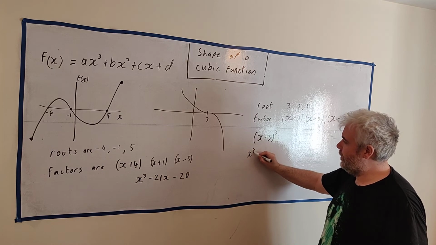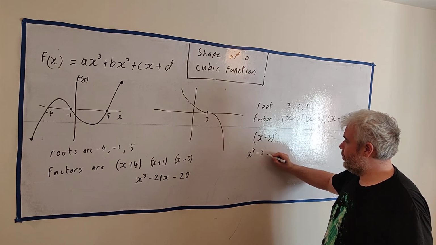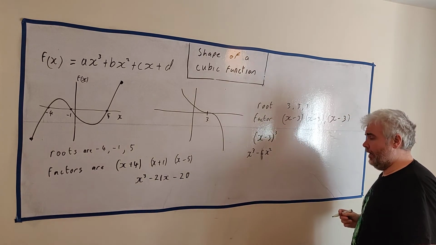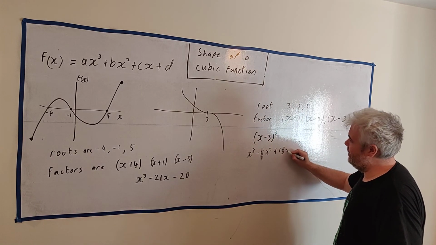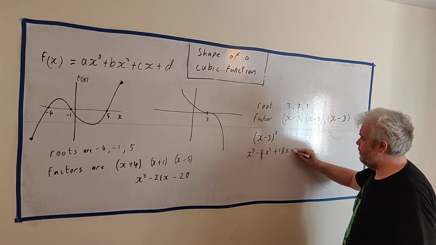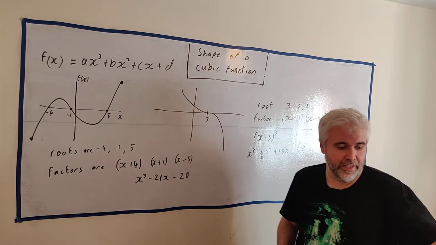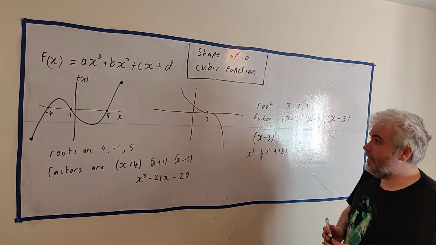It's x cubed minus 9x squared plus 27x minus 27. I've had lots of practice doing things like that, so don't worry, you didn't have to be able to do that in your head. Yeah, that's it.